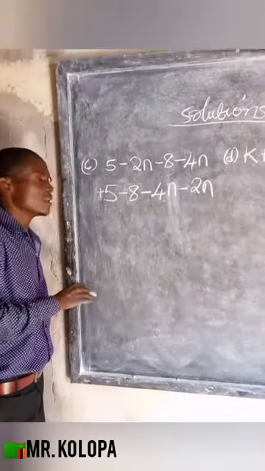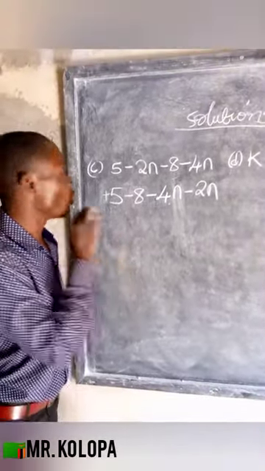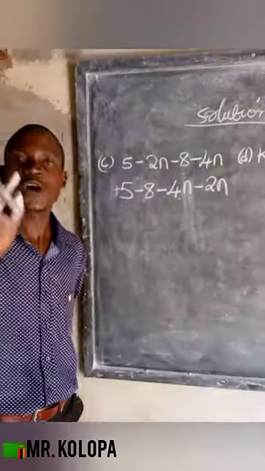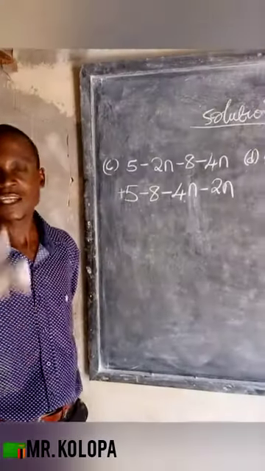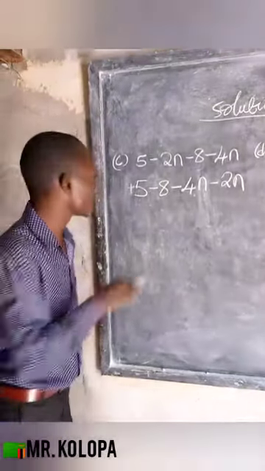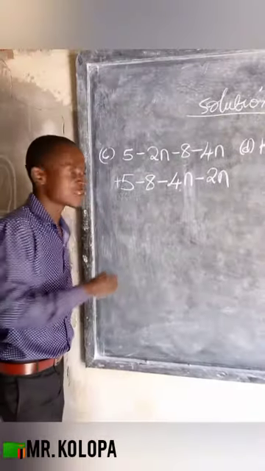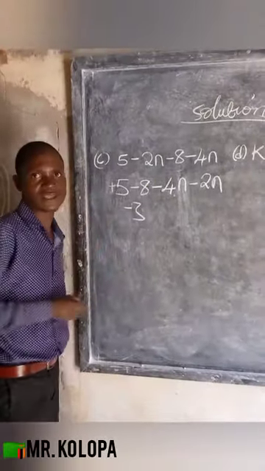Then you say, which sign is your answer going to maintain? Your answer is going to maintain the sign of the bigger number. And what is the bigger number in this case? It's 8. So we are going to have negative 3.